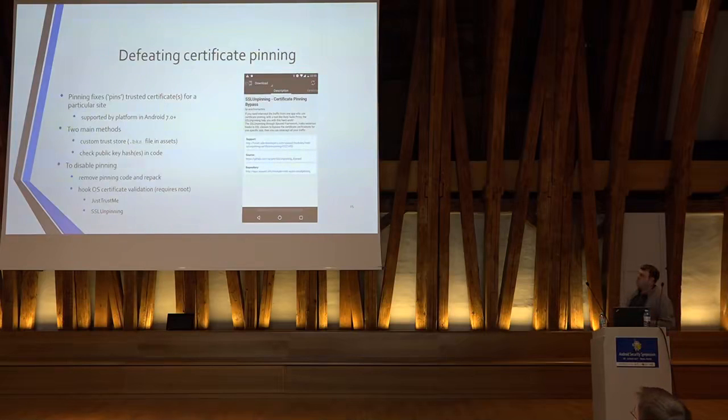So some applications usually have some custom code in there to do the pinning. One way is to have a trust store that contains all the certificates they trust. Another way is to check the hashes of the public keys. How to disable this? Usually you can just remove the code if you unpack and repack.